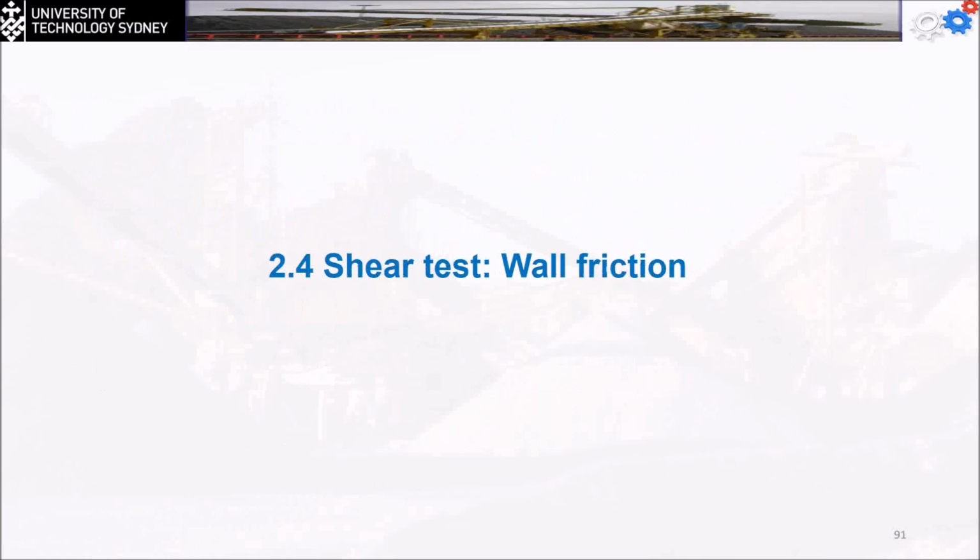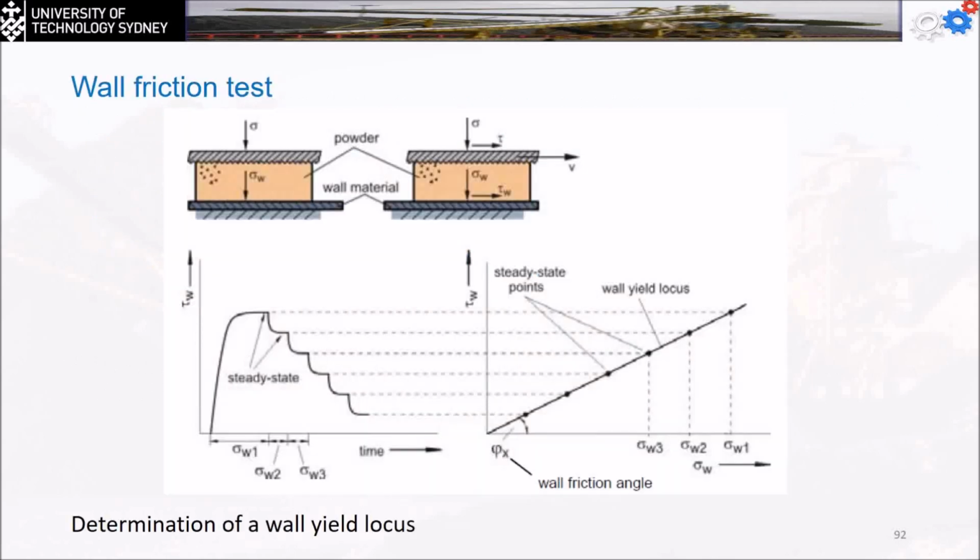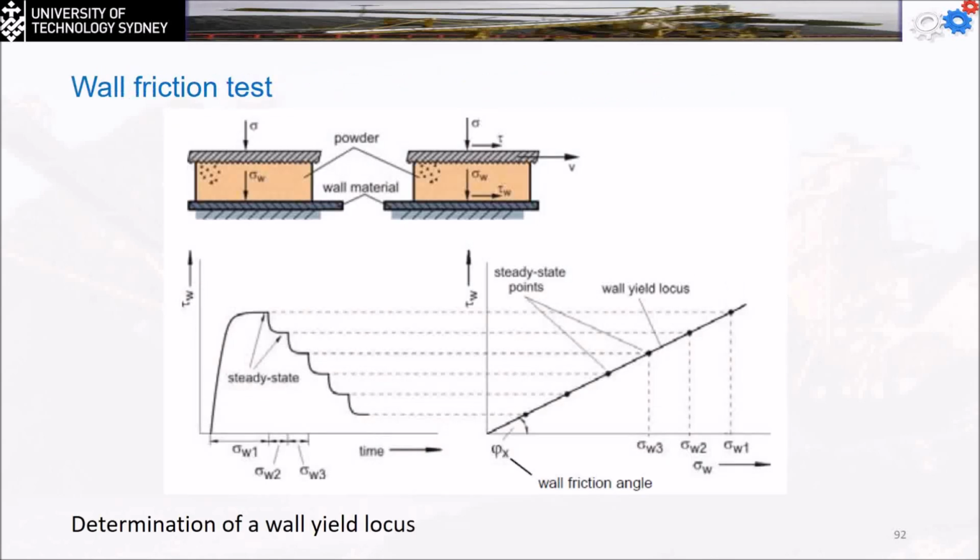The shear test for the wall friction is done simply by determining the wall yield locus instead of the material yield locus, because you know that it's not only the particles holding each other, but also the wall friction holding the material from flowing. Once again, we're going to take multiple values. We are going to check what the wall friction angle will be, depending on the normal stress on the wall against the tau of the wall, the shear stress of the wall.